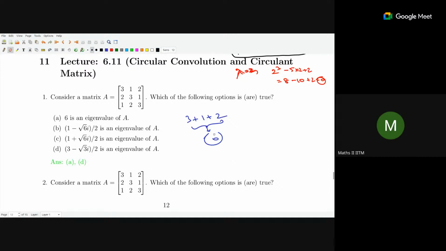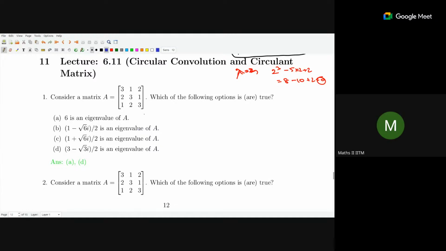So let us solve this. No background is needed beyond what I explained. We are using the circulant matrix property I have just discussed: if the row sums are the same, then the row sum will be an eigenvalue, and its corresponding eigenvector will be 1 1 1. You multiply 1 1 1 to this matrix, and the result will be 6 times 1 1 1. From there you can check that 6 is an eigenvalue.